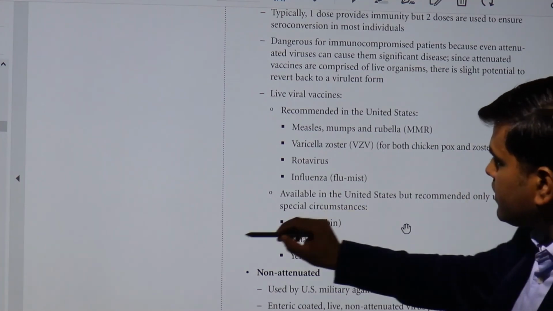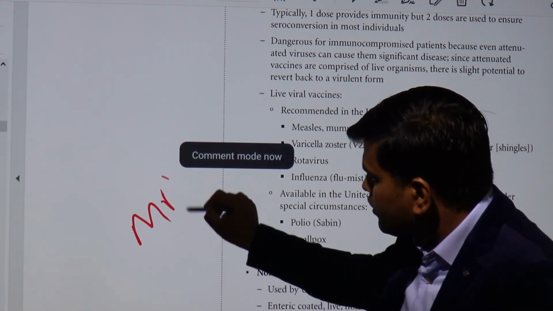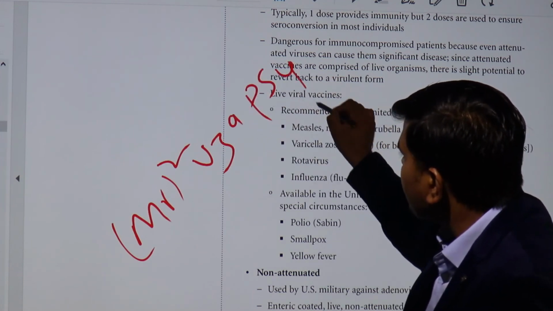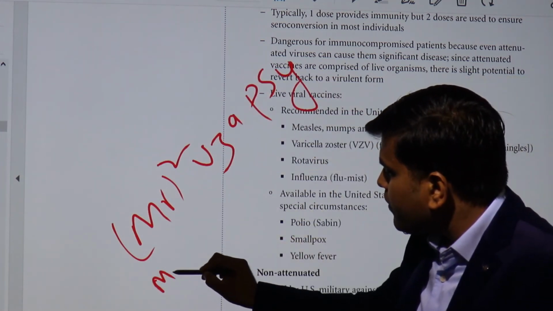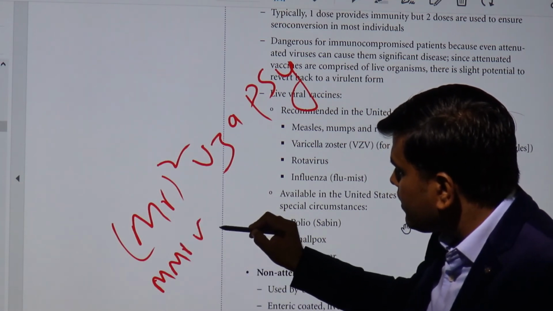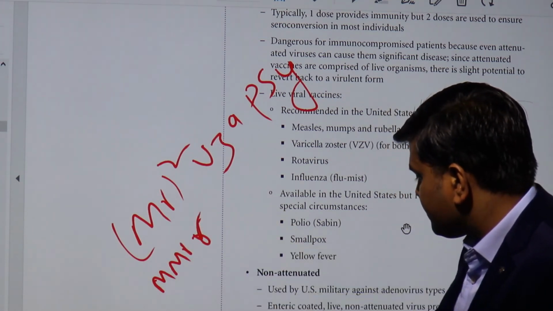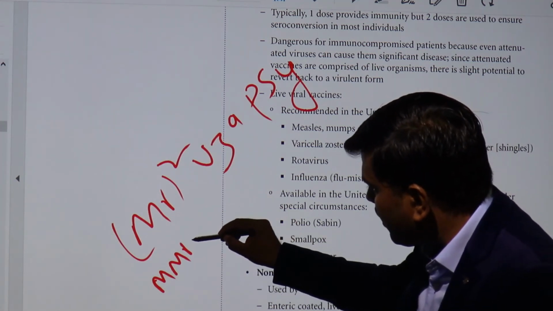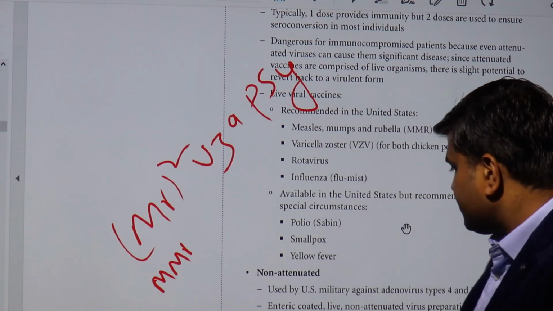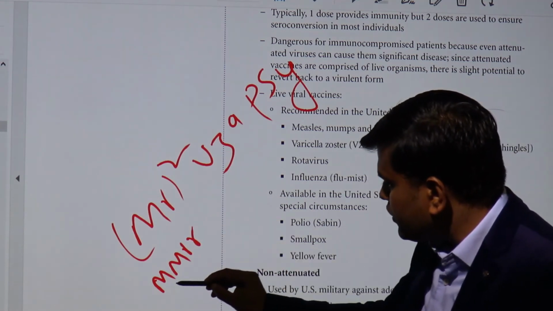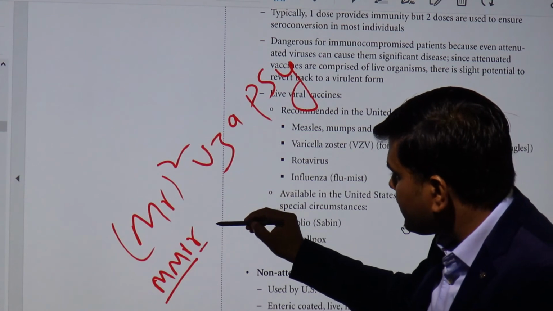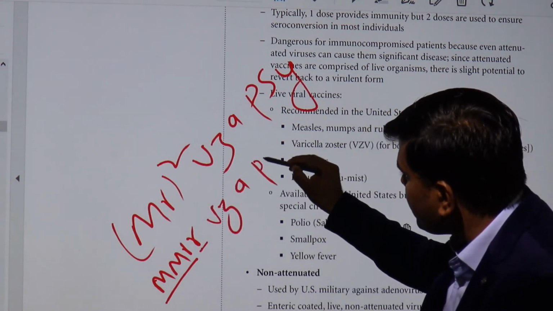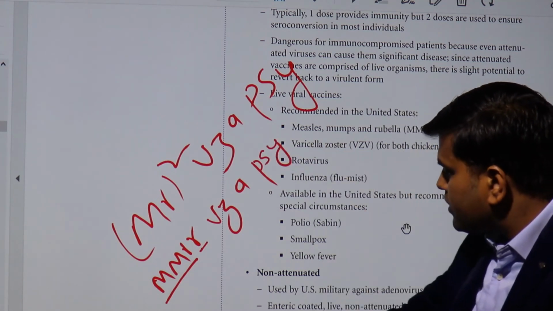Okay, so for live viral vaccines we can recommend in the United States, you can remember them with a formula: Mr. Square VJ Psyche PSY. So this will be MMRR. This is MMR, this is rotavirus, then VJ is varicella zoster virus, then A for adeno, and PSY includes the rest.